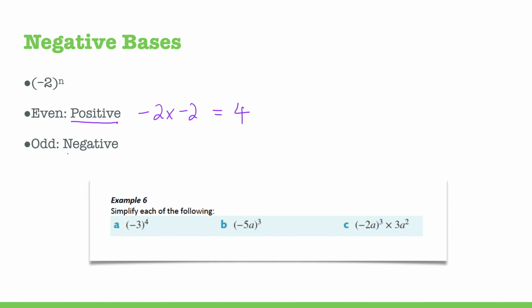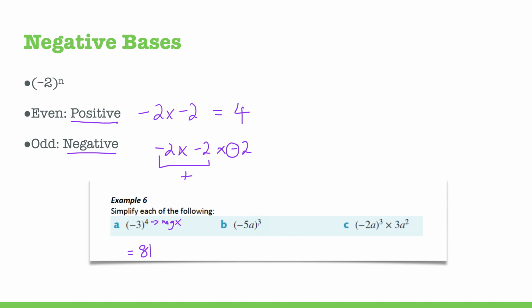However, if it's odd, it will always result in a negative. The reason for that is that if I've got 3 of them, these will give me a positive, but I'll always have 1 left over. So just keep that in mind whilst you're simplifying. So here, negative 3 to the power of 4. So 3 to the power of 4 is 81, and then because it's an even power, that negative is going to go. So we won't have a negative. So that will just equal 81.